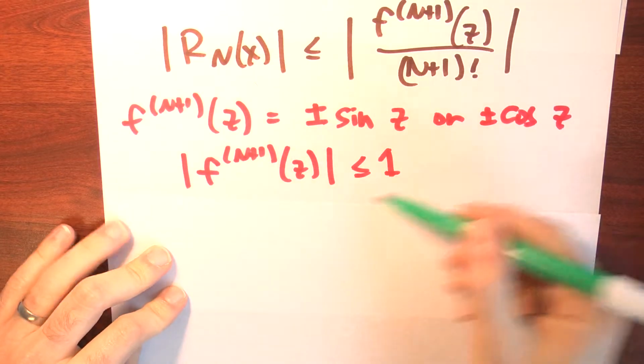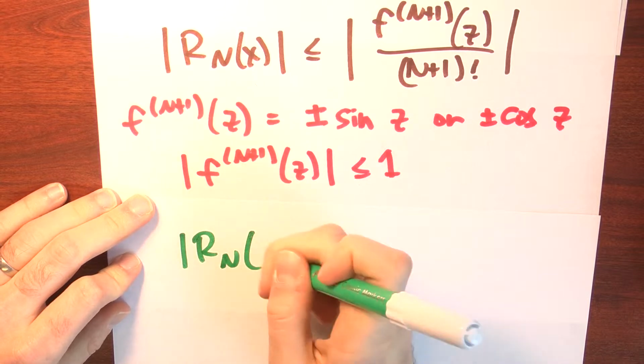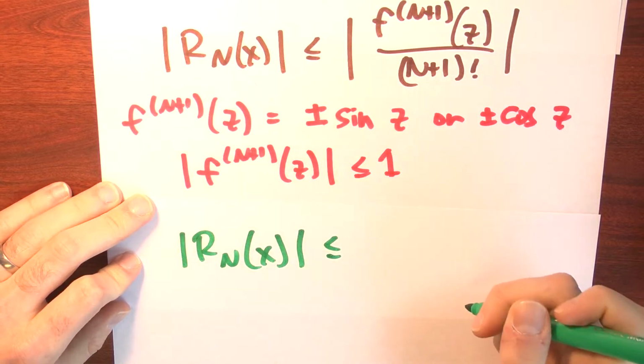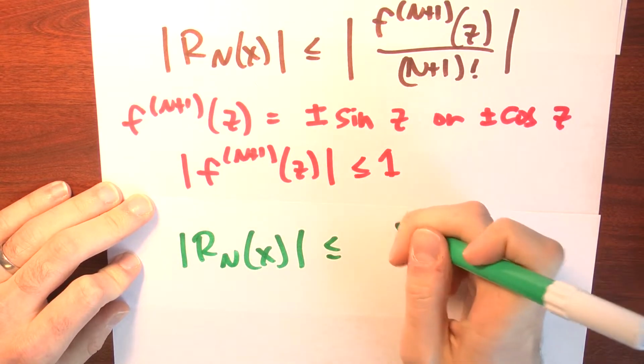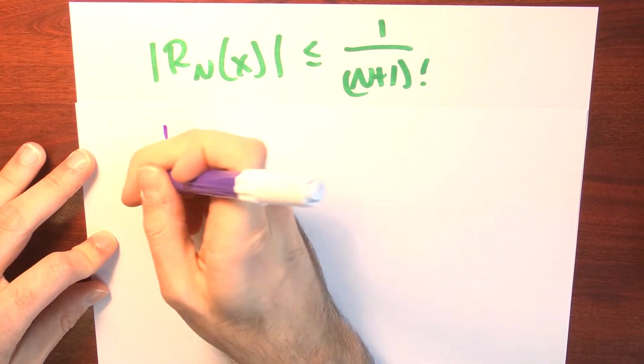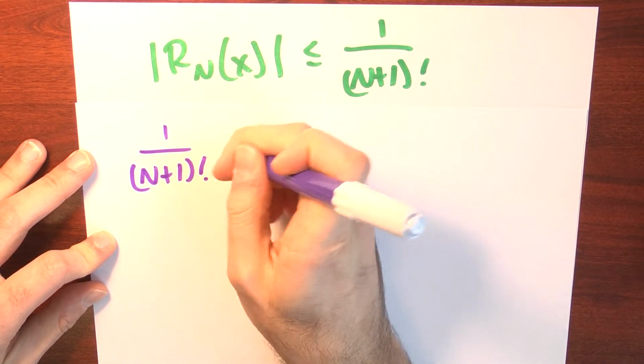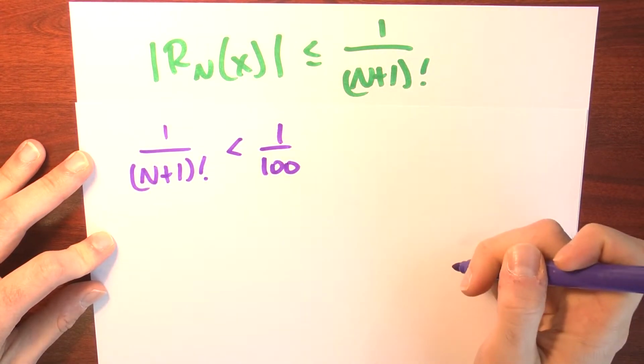So putting together this fact and this fact, this is what I know. I know that the remainder is no bigger in absolute value than 1 over big N plus 1 factorial. And now we're back to that question from the beginning. How big does n have to be to guarantee that the remainder is bounded by 1/100th? Well, let me write that down. All right, I'm looking for big N so that 1 over big N plus 1 factorial is less than 1/100th.